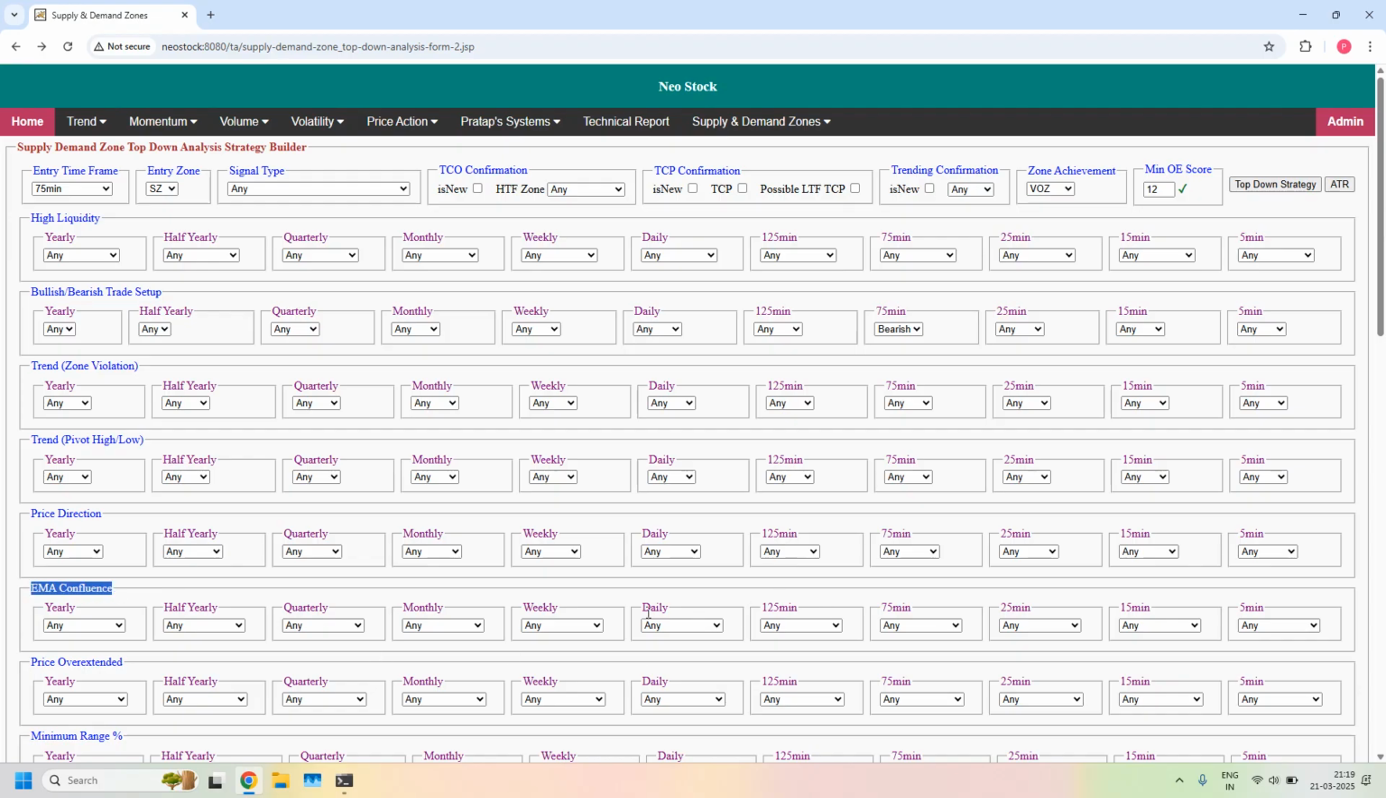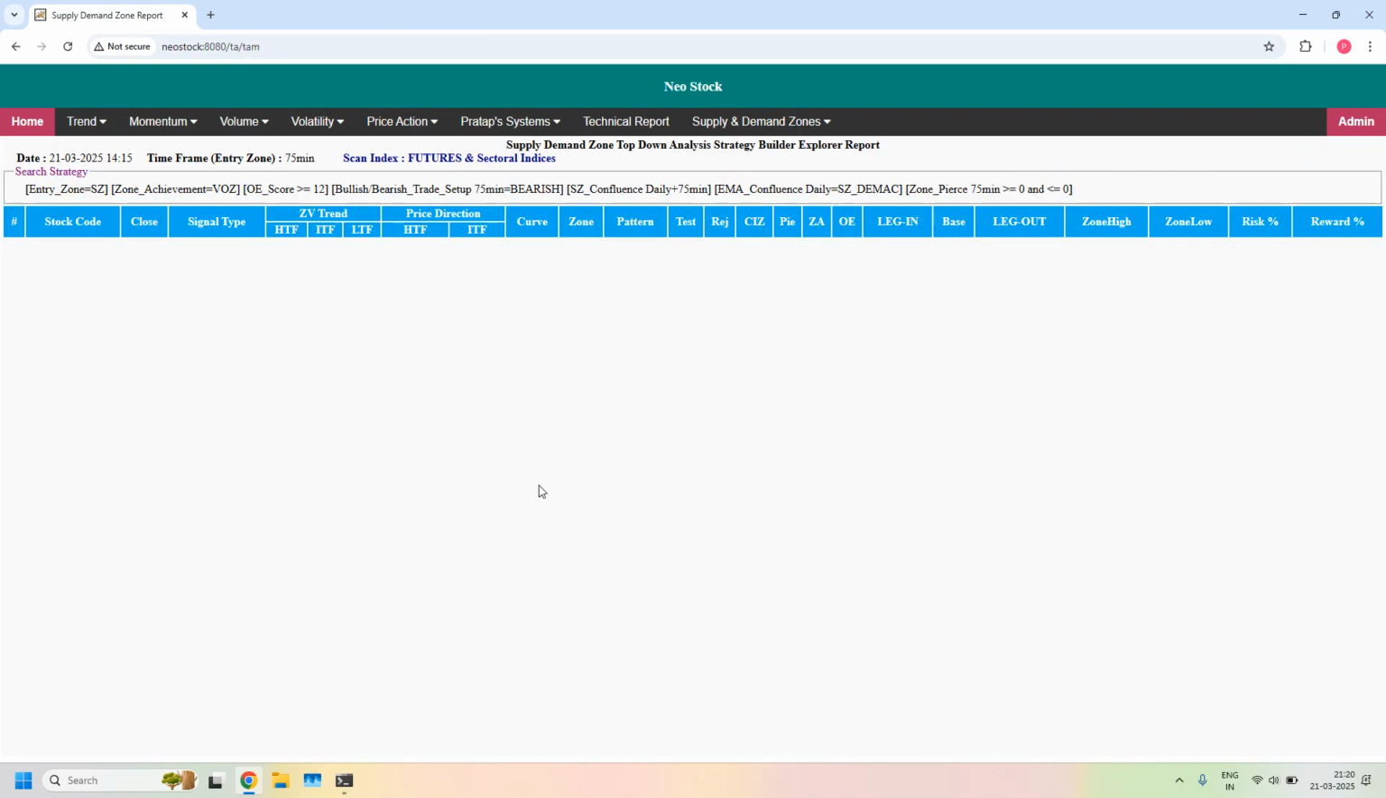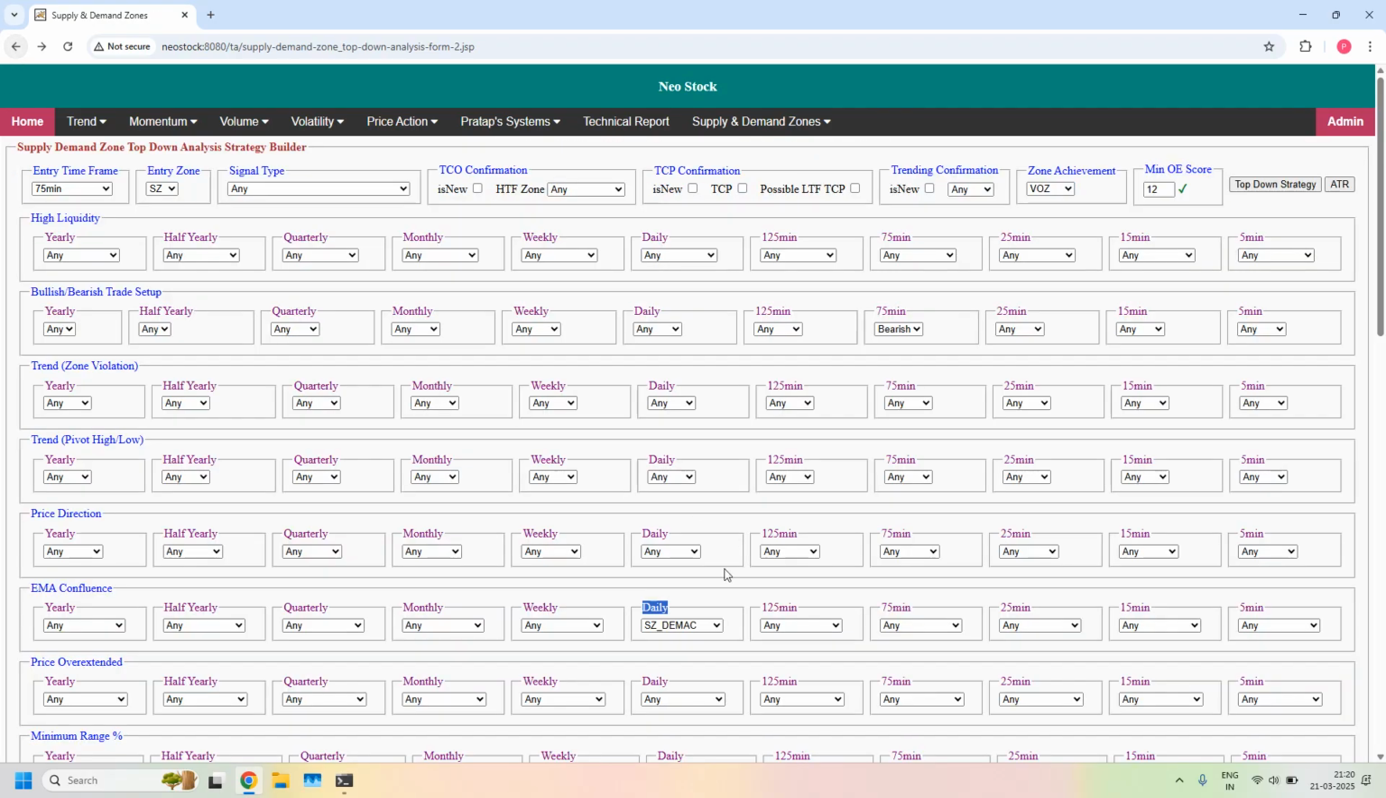EMA confluence at daily time frame, I am checking if the daily supply zone has daily EMA confluence. Anyway, daily trend is downtrend because it is a bearish trade setup. So none of the stocks are having daily EMA confluence, the daily supply zone is not having daily EMA. So none of the stocks filtered. Okay, fine. Now let us look into LTF, ITF, HTF supply zone confluence supported stocks.